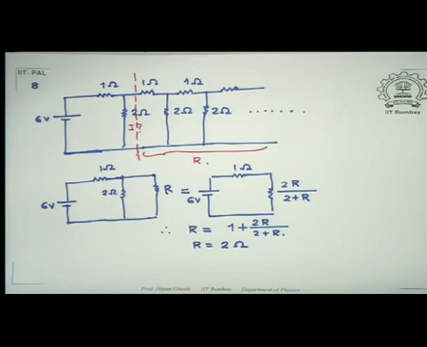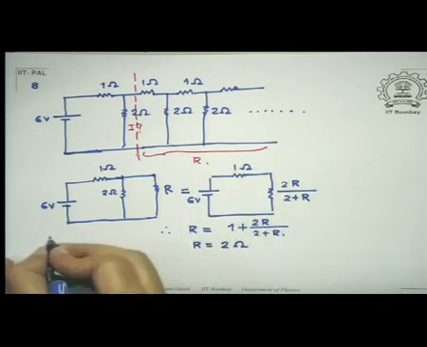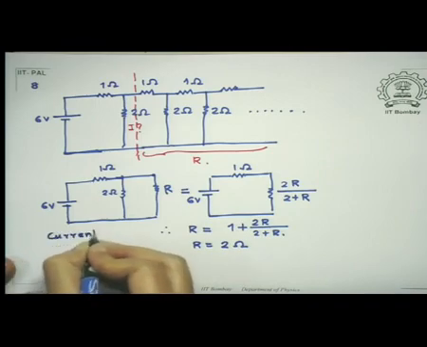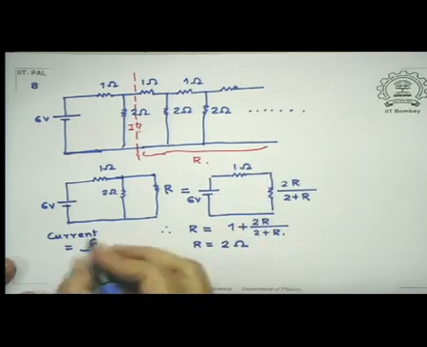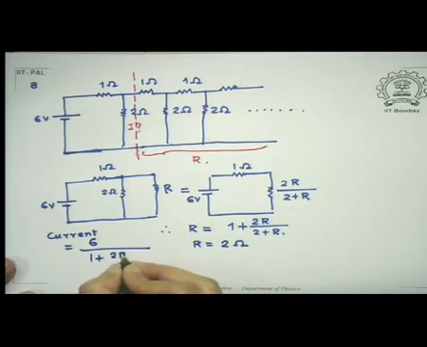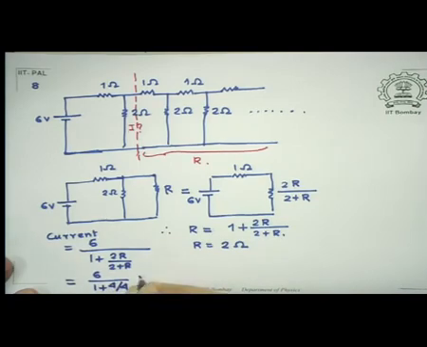So therefore, what is the current through the circuit? The current through the circuit is what you do here. So current is 6 divided by, this is just a series resistance, so 1 plus 2R divided by 2 plus R. 2R is 4, 2 plus R is also 4. So this is equal to 6 divided by 1 plus 4 by 4. So that's equal to 3 amperes.